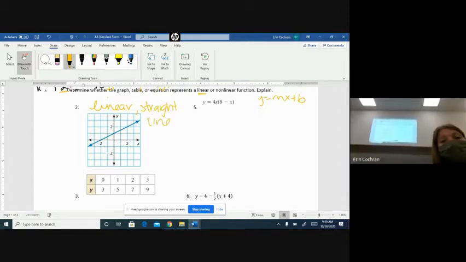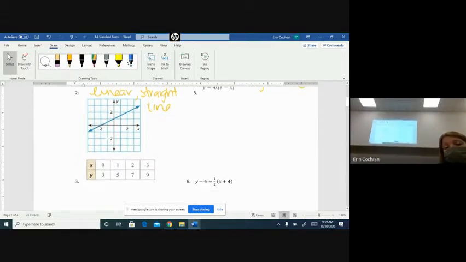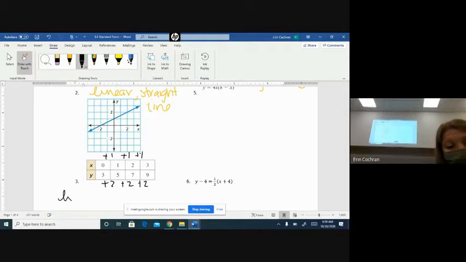Number 3, we need to see if it's a constant rate of change. So, Will, what are my x's going up by? 1. Each point, is it up by 1? Yep. What about my y's? They're each going up by 2 with every single one. So is this linear or nonlinear? This is linear. Why?